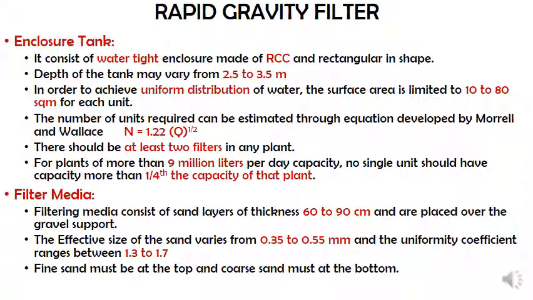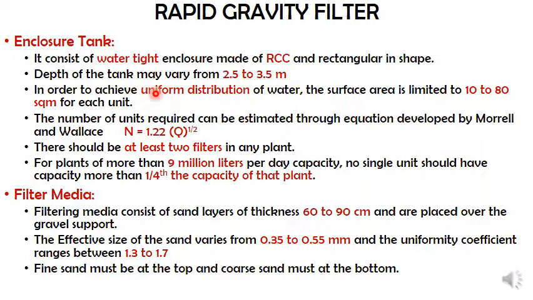Now, the rapid gravity filter has the same components we discussed for the slow sand filters, but here the specifications are a bit different. The first component, the enclosure tank, is again a watertight enclosure made of RCC. It is rectangular in shape. Depth of the tank may vary from 2.5 meters to 3.5 meters.